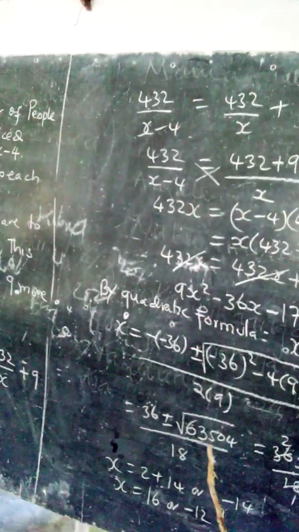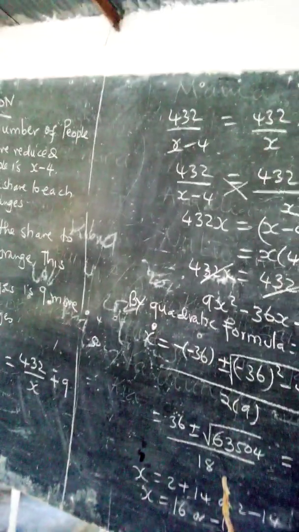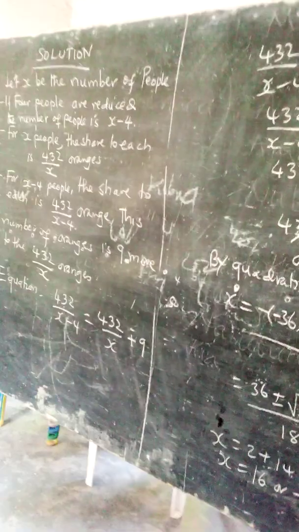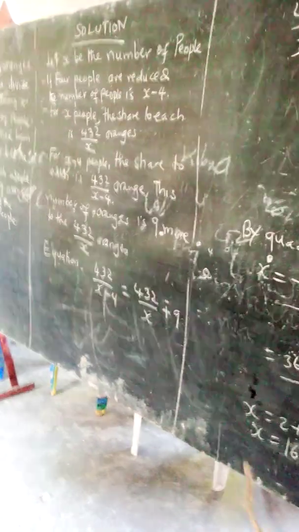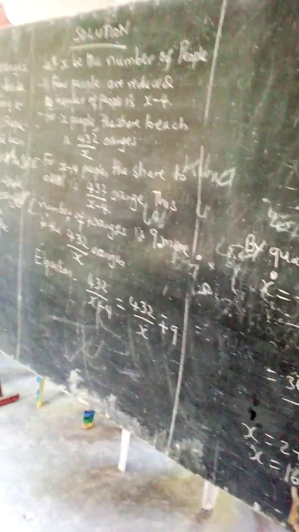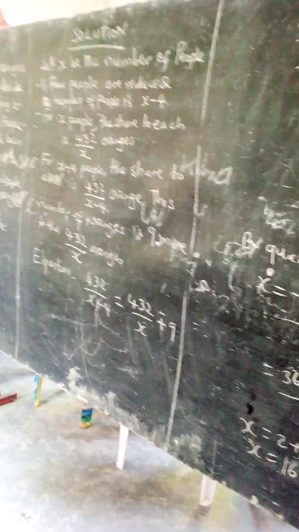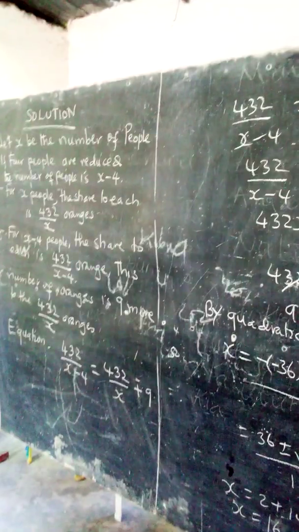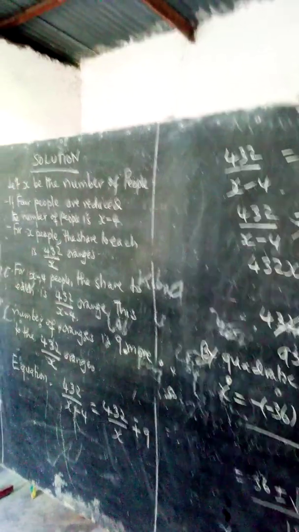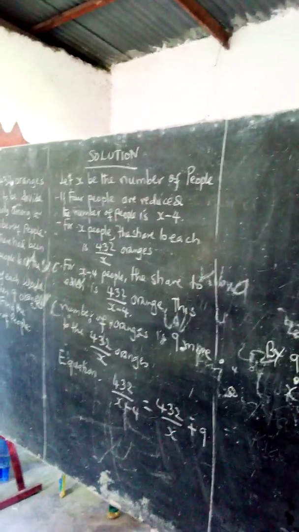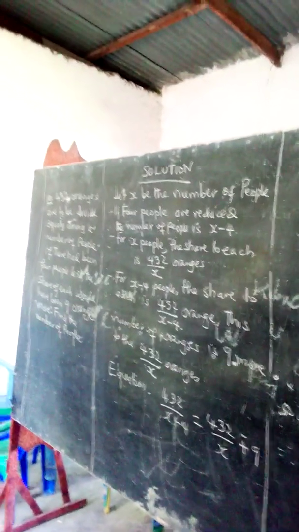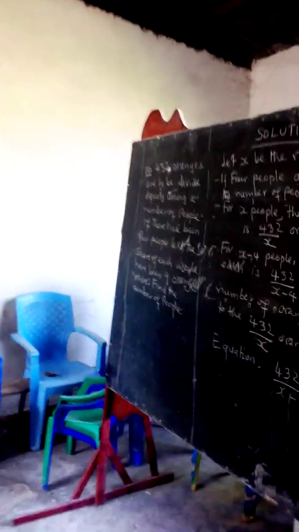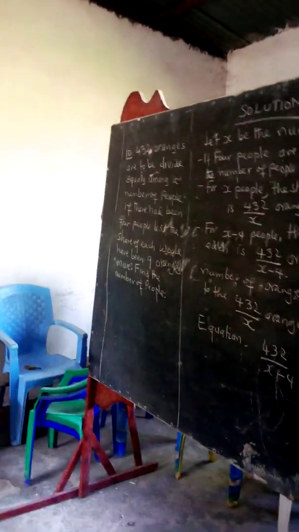which is 36 plus or minus the root of 63,504, divided by 18. Then at the end of the day, we end up with the result x is equal to 16 positive or negative 12. Now, since x is the number of people, and we don't have a negative number of people, the right answer is 16. It means that the number of people was 16.